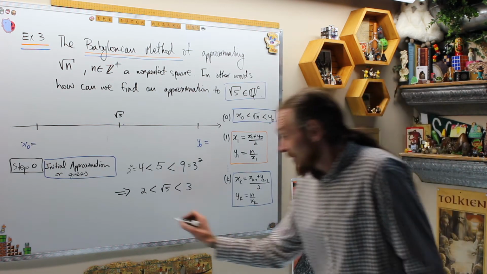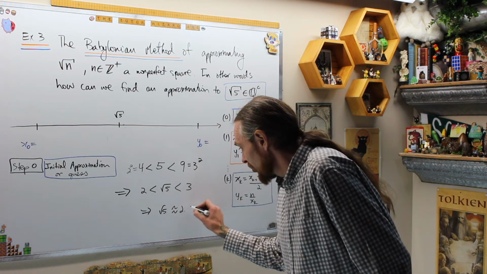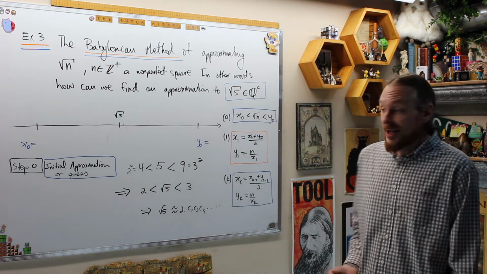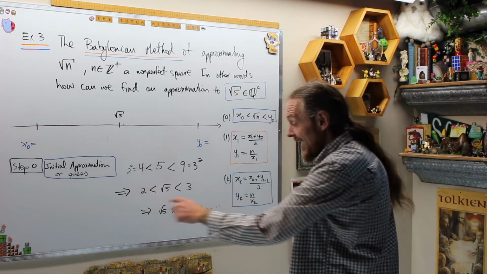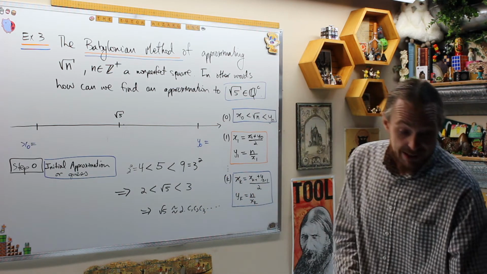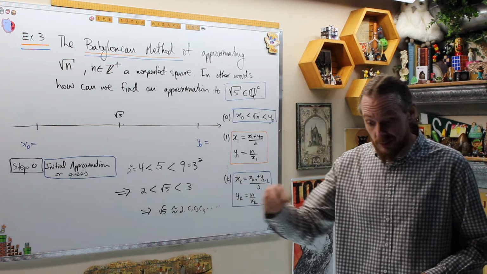I know it has to be approximately equal to 2.C1, C2, C3. I know the one spot is a 2 because it's strictly larger than 2 and it's strictly less than 3, so it has to be between 2 and 3 strictly. That means I've already found the one spot of this decimal expansion. 2.236 is what it's going to be.